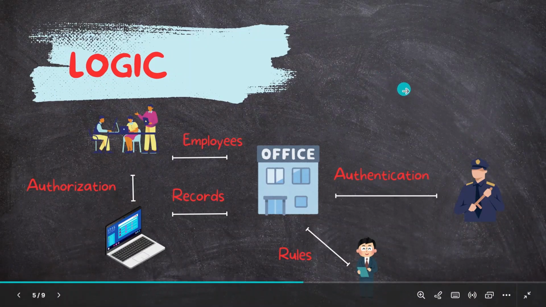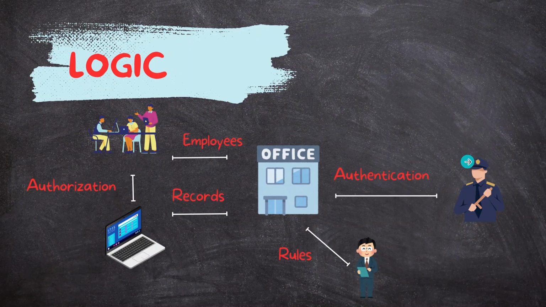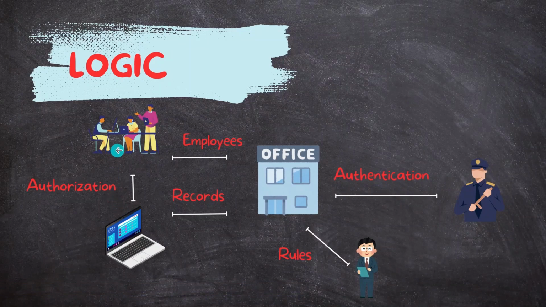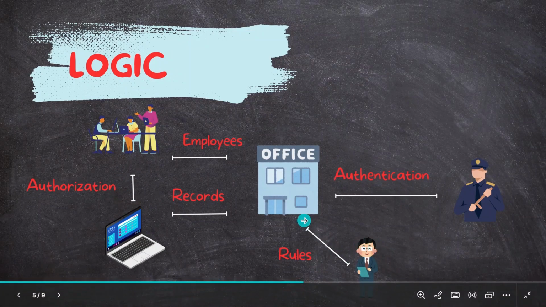An office has a security guard who authenticates every person accessing the office. An office consists of employees of the company. An office is where the records and information about the company or employees are stored. For an individual to access a record or a resource in a company, that individual has to have authorization to that particular resource. An office has a manager who sets rules.